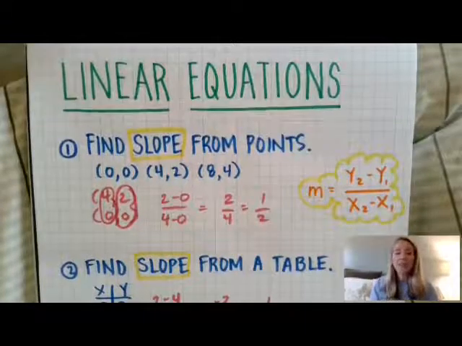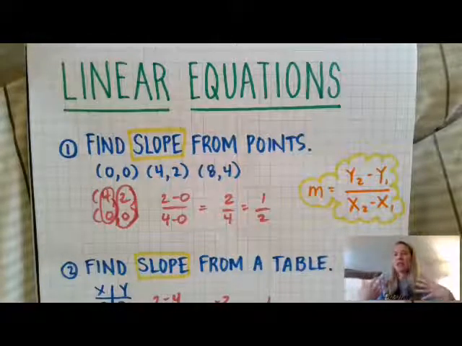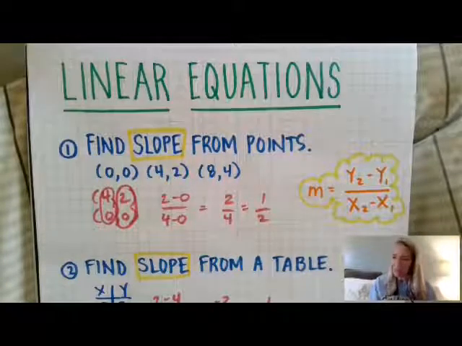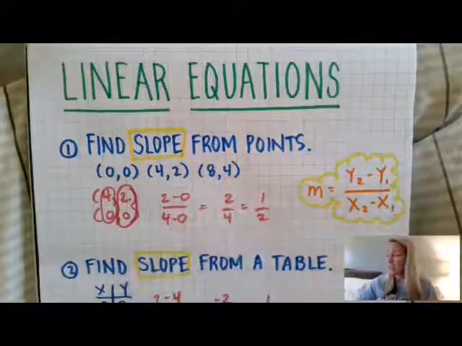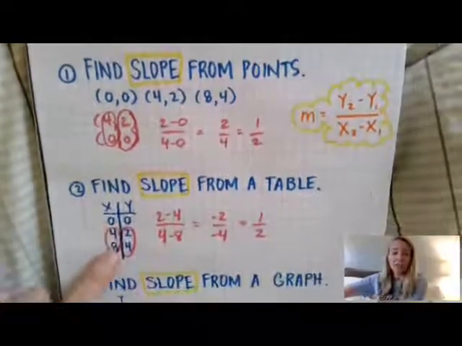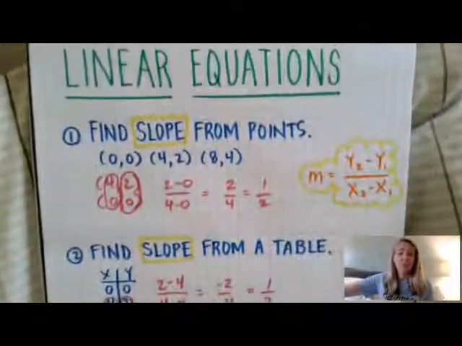So now we're going to look at different ways to find slope. Just like in real life, we get information sent to us in lots of different ways, and we have to be able to make sense of it. Sometimes they're going to give you slope in the form of just a list of points, sometimes as a table, and sometimes as a graph. You need to be able to make sense of all those different approaches, right?